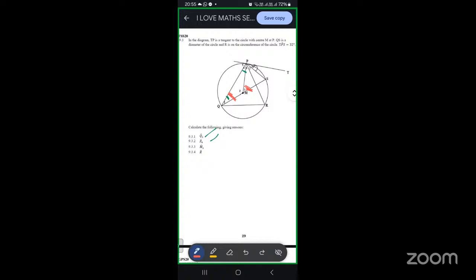9.3.4. We are now required to find the size of angle R with some reason. This is what we are required to find here. This one. Anyone, guys, who can give this last one a try? 58. So the answer is 58. You are saying 58? Yes, sir. How did you do it? Mind sharing some approaches that you used?